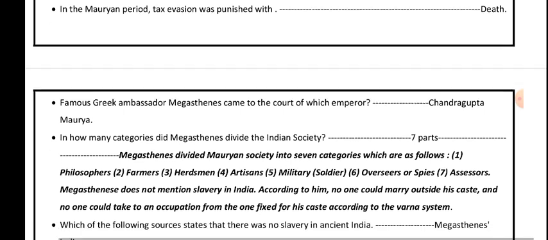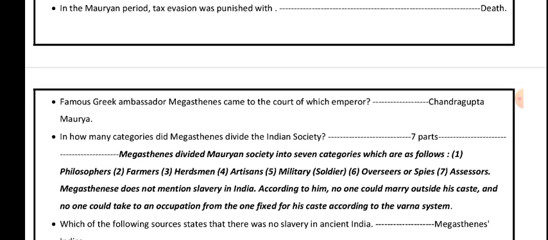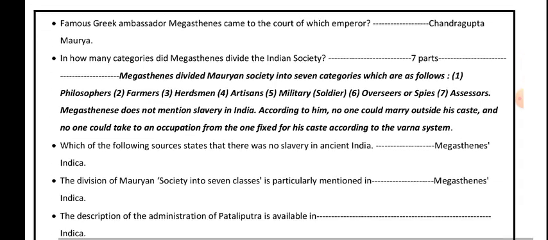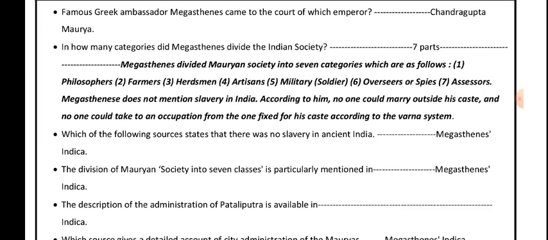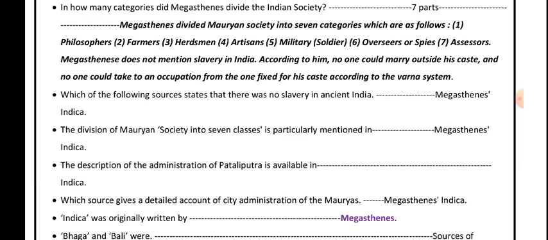Sahogvra copper plate. In the modern period, tax evasion was punished with death. Famous Greek ambassador Megasthenes came to the court of which emperor? Chandragupta Maurya. In how many categories did Megasthenes divide the Indian society? 7 parts.